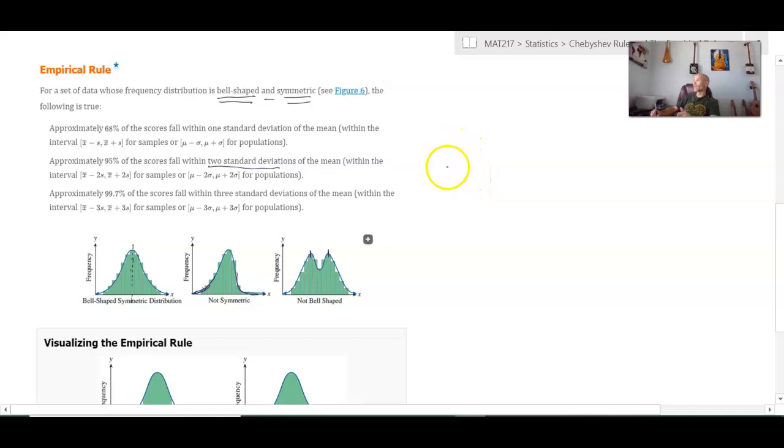So if we look at another instance, maybe we look at some exam score, and maybe the exam average is 80%, with a standard deviation for, let's say this is an entire class, so we'll treat this as a population. Maybe this is a 6% standard deviation. So we could say that in this case, mu minus 2 times sigma and mu plus 2 times sigma. This will give us 68 and 92.